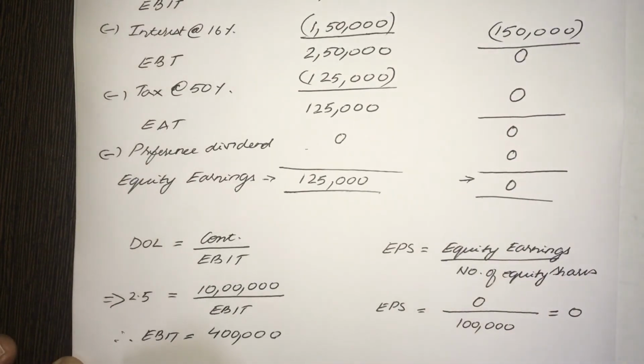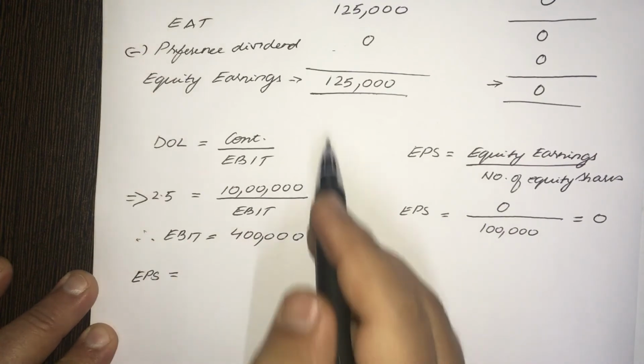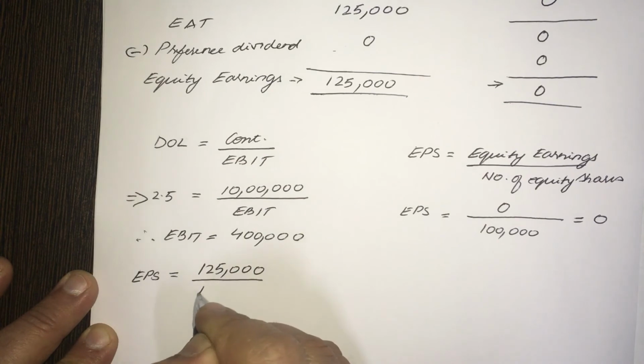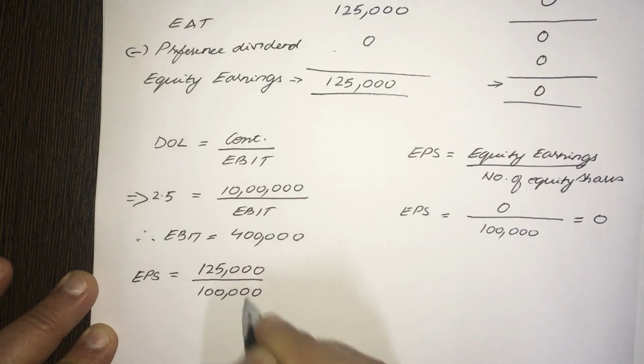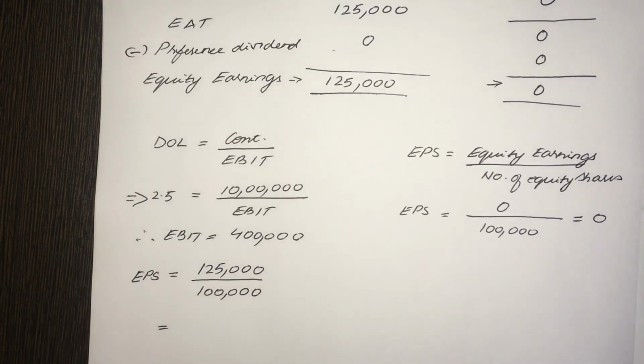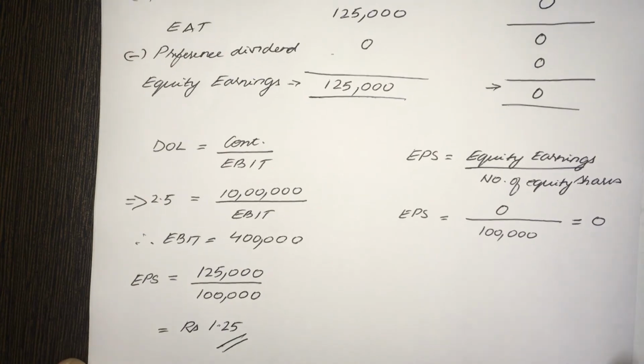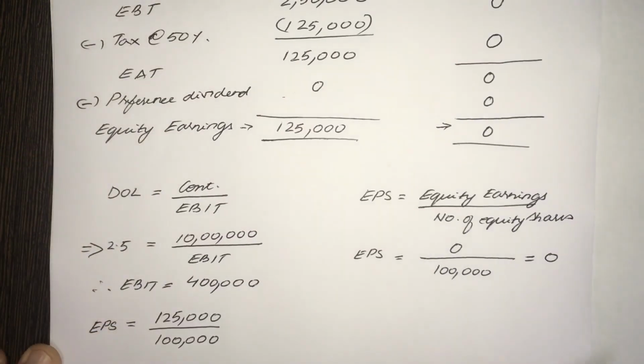Now, you're supposed to calculate EPS. Under existing sales, EPS will be equal to equity earnings, which you found out as 1,25,000, divided by the number of equity shares outstanding, which is 1 lakh. So earnings per share will be rupees 1.25. All right, so we are done with EPS. Now we have to calculate the debenture value.